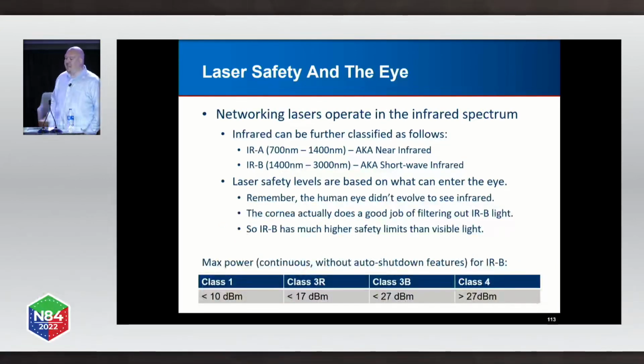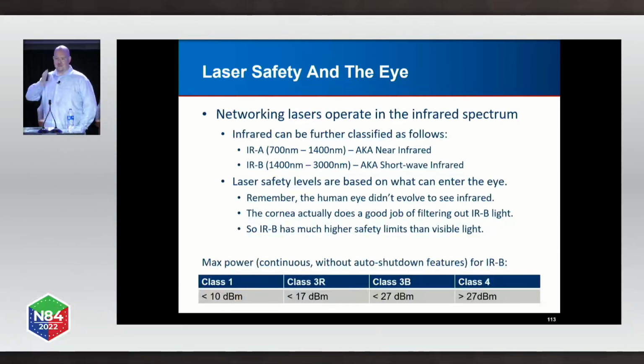So laser safety in the eye. Remember, you're talking about different frequencies, so we actually look at different effects on the body. So IR-A, which is called near infrared, is your 850s, your 1310s. That's the stuff that, remember, the human eye is not evolved to look at infrared, so it does a pretty good job of blocking it out.